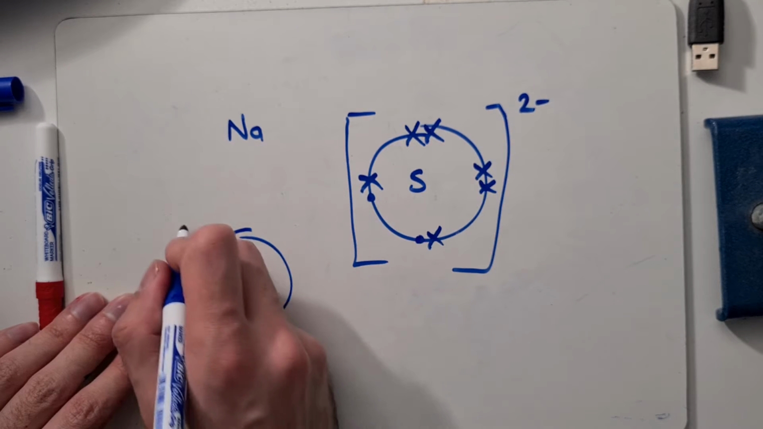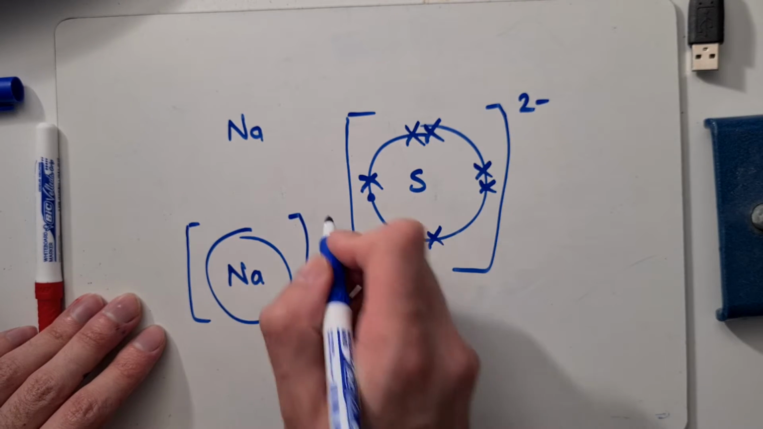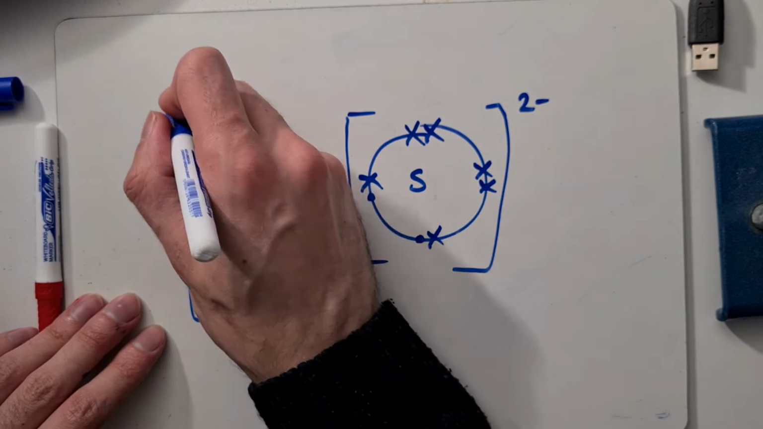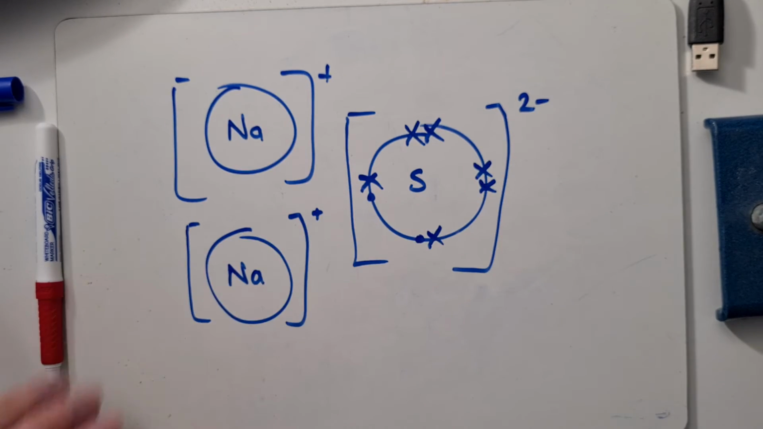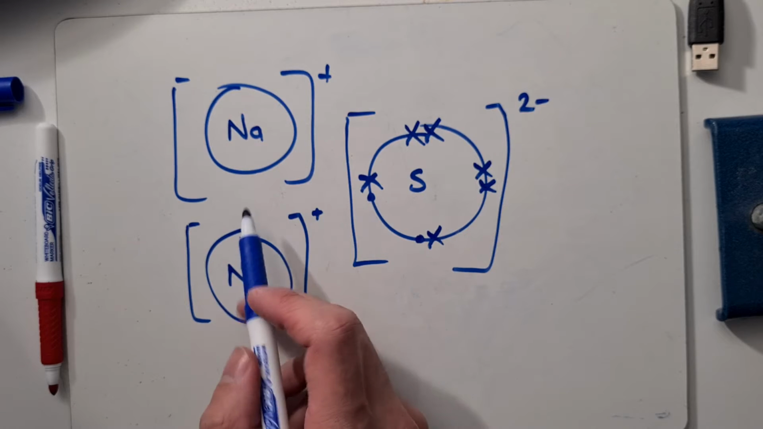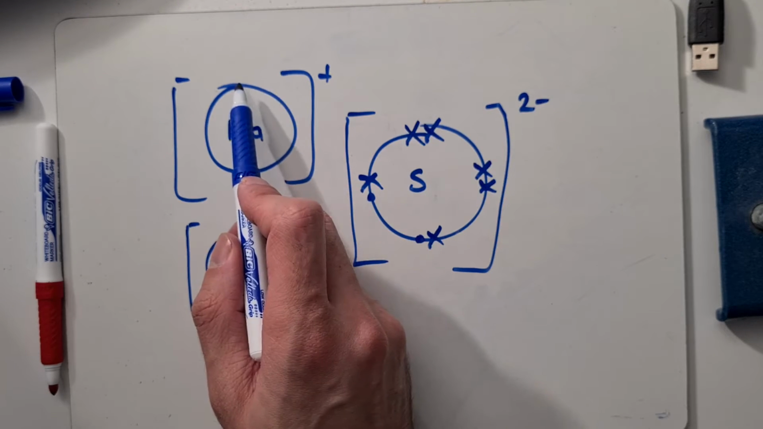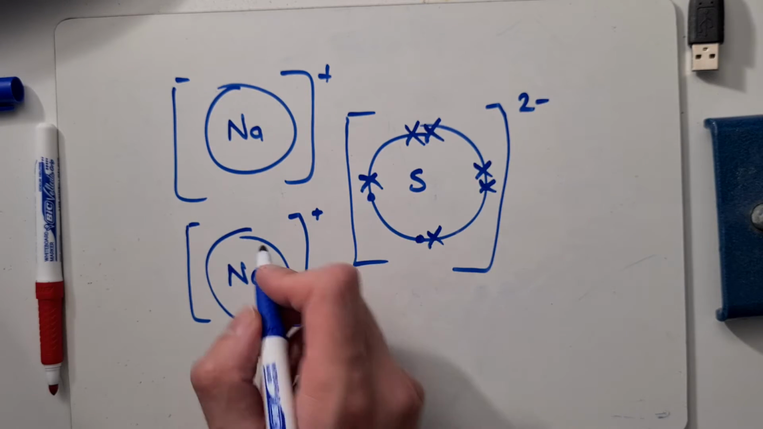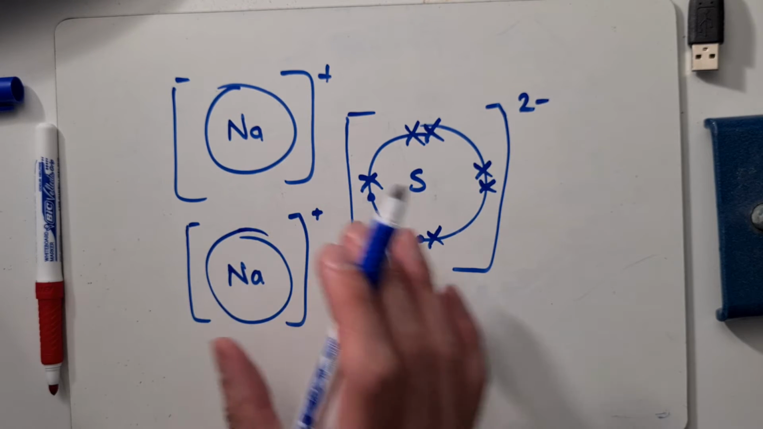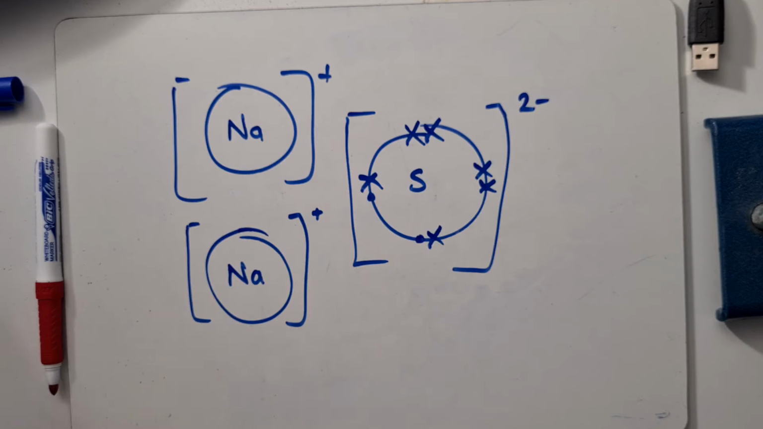Each of the sodiums needs to lose an electron to become an ion. So to balance out that 2 minus, we're going to have 2 sodiums. Now you could have drawn it as sodium with 8 dots in its outer shell. That would have been absolutely fine. Or as an empty outer shell. Either way is fine. And that is your sodium sulfide.